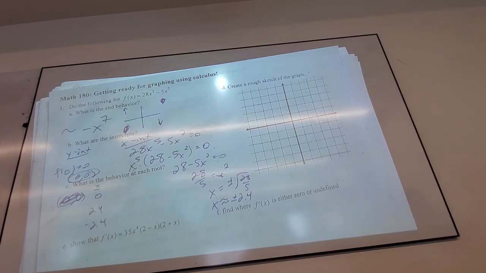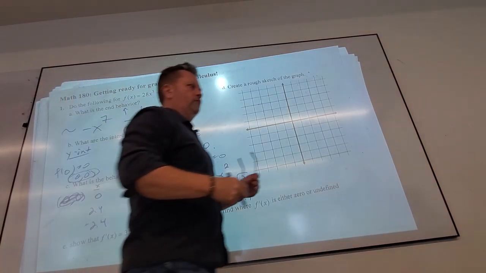Maybe. So when I go to graph these, I know when I hit 0, I'm going to go through it. I'm not going to turn at 0. What about 2.4 and negative 2.4?